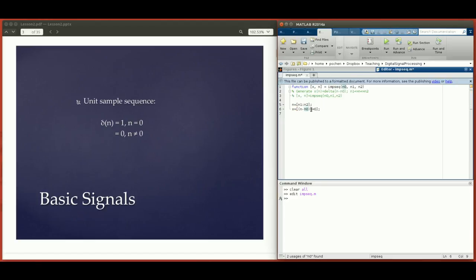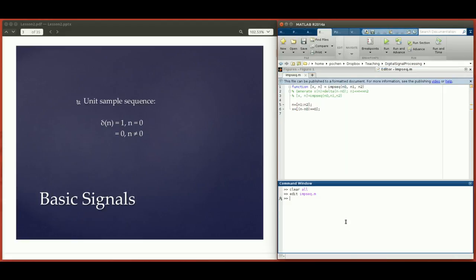Those, and then this comparison is also carried out element-wise. So if at some value of n, n subtract n0 returns a 0, then this comparison is going to be true. And then you can just obtain the correct sequence. But let's give it a try.